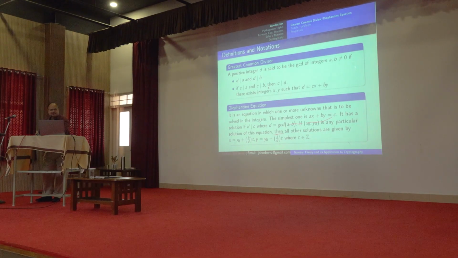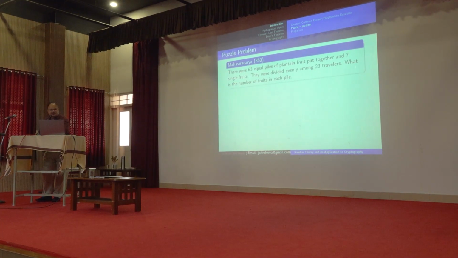So we go to a question of Indian history. I've got many questions there, but I wanted one from our culture. It is from Mahavirakarya; somebody said that it is Mahaviracharya, but in the books that CH is not seen. So there were 63 equal piles of plantain fruits put together and 7 single fruits. They were divided evenly among 23 travelers. What is the number of fruits in each pile?